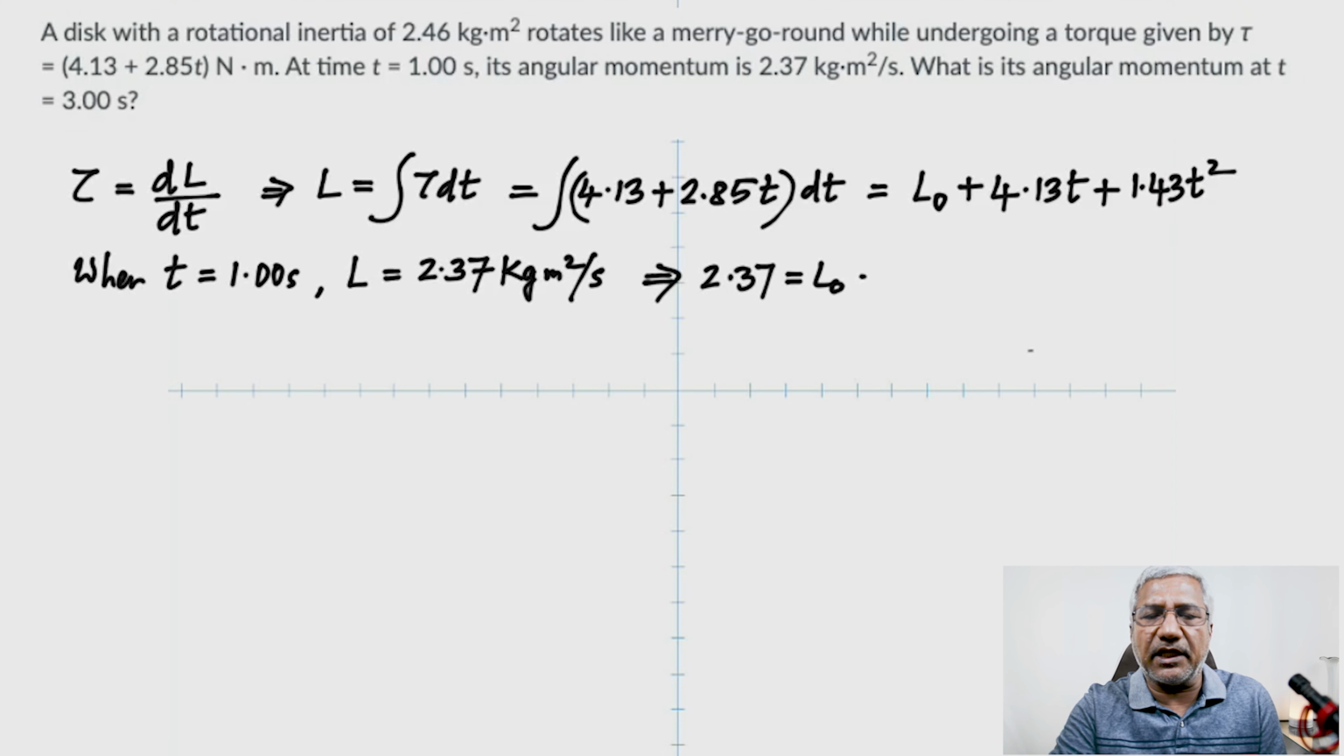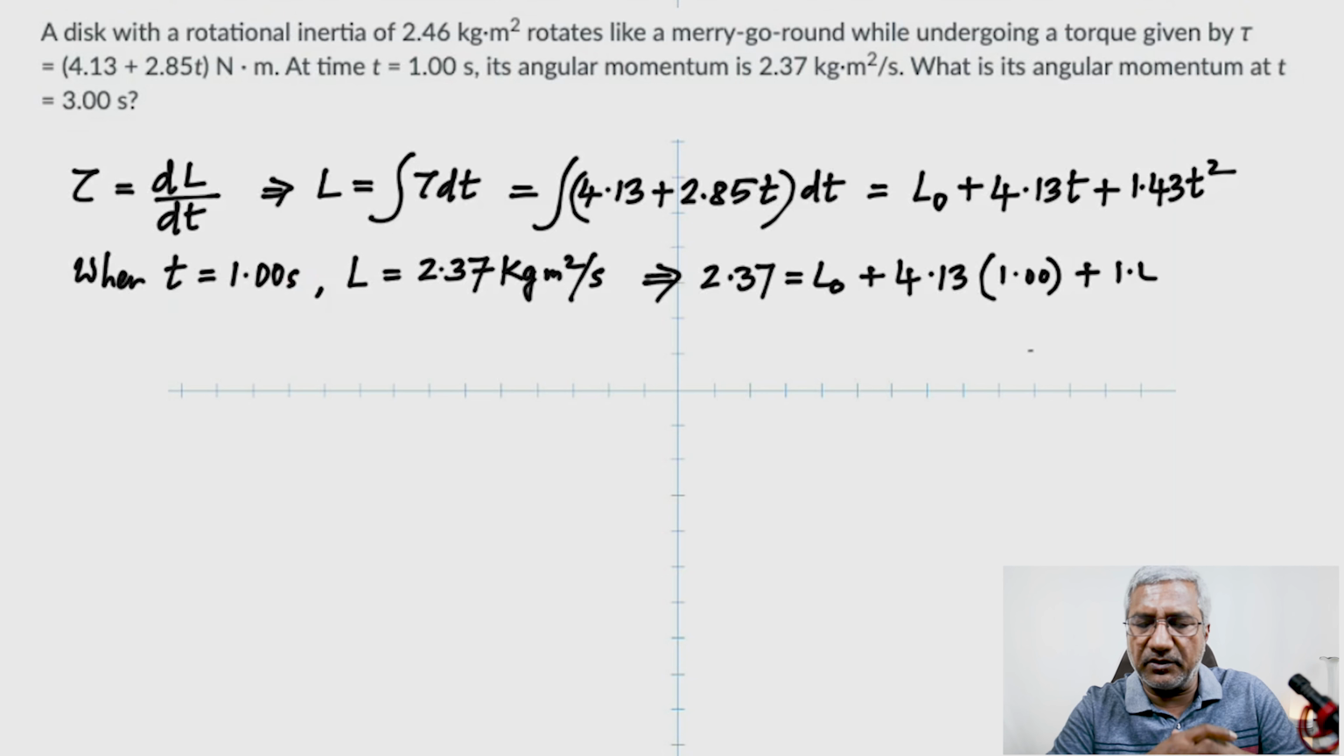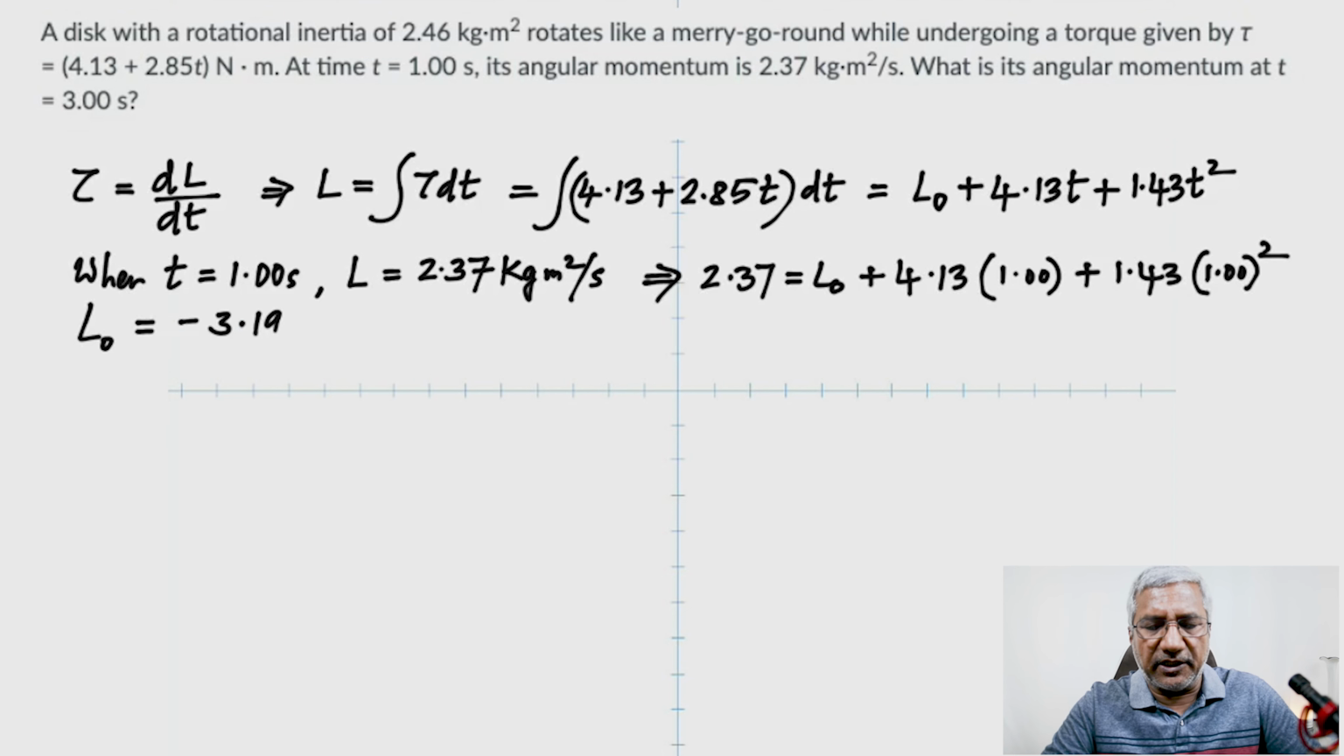So we know that L is equal to that. So 2.37 is equal to L naught plus 4.13 times t, where t is 1 second. You're substituting that. So plus 1.43, 1 squared doesn't make a difference. 1 squared is 1. Okay. Now rearrange all that, do the math, and you will get negative 3.19.